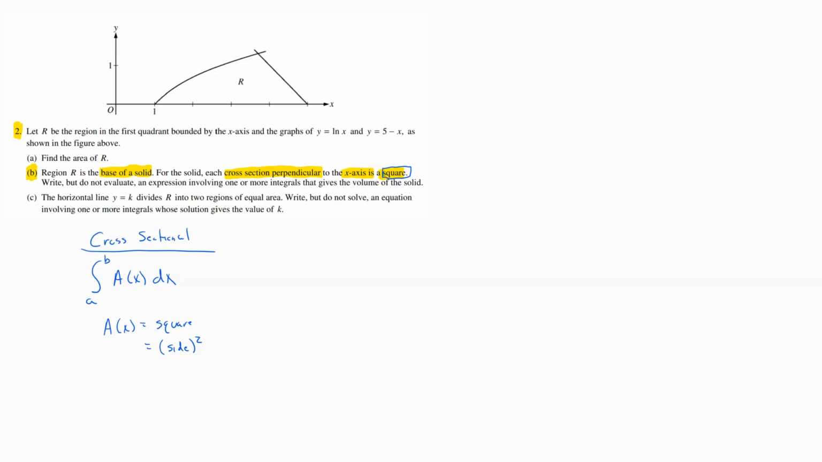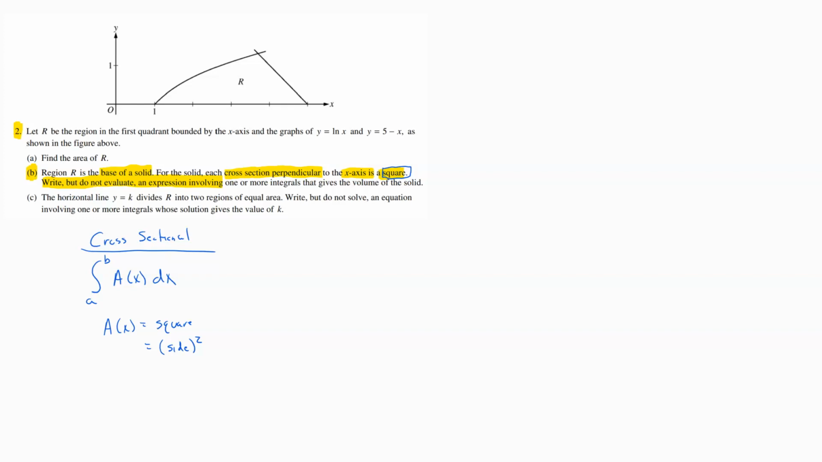So what we need to do is set up those area formulas and then put those into our integrals. And the nice thing about this problem is once we set it up, we just have to write, but do not evaluate, an expression that sets this thing up. So we don't even have to find the final answer. We just need to set this thing up.